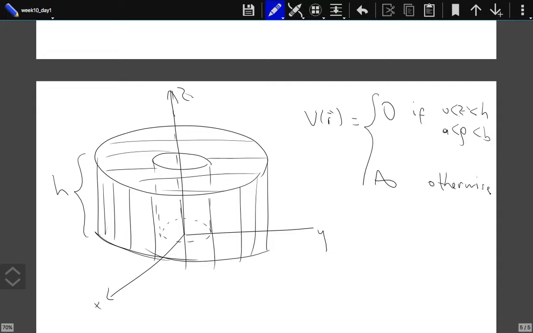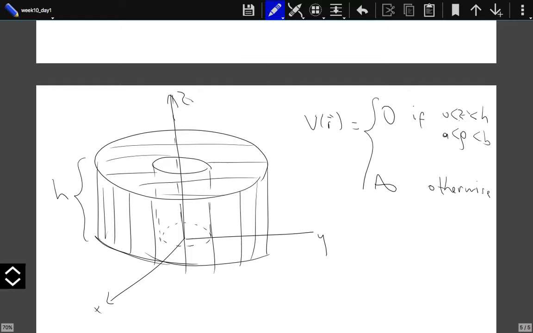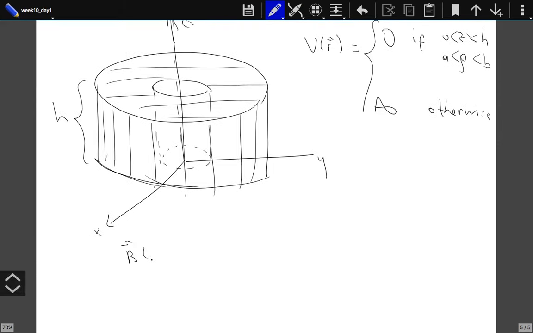Now what I will do is I will just put some magnetic field inside. I will put a solenoid. So I will assume that there is a solenoid inside of my box, so that B of R will be B in the Z direction if rho is less than a, and 0 if rho is larger than a.